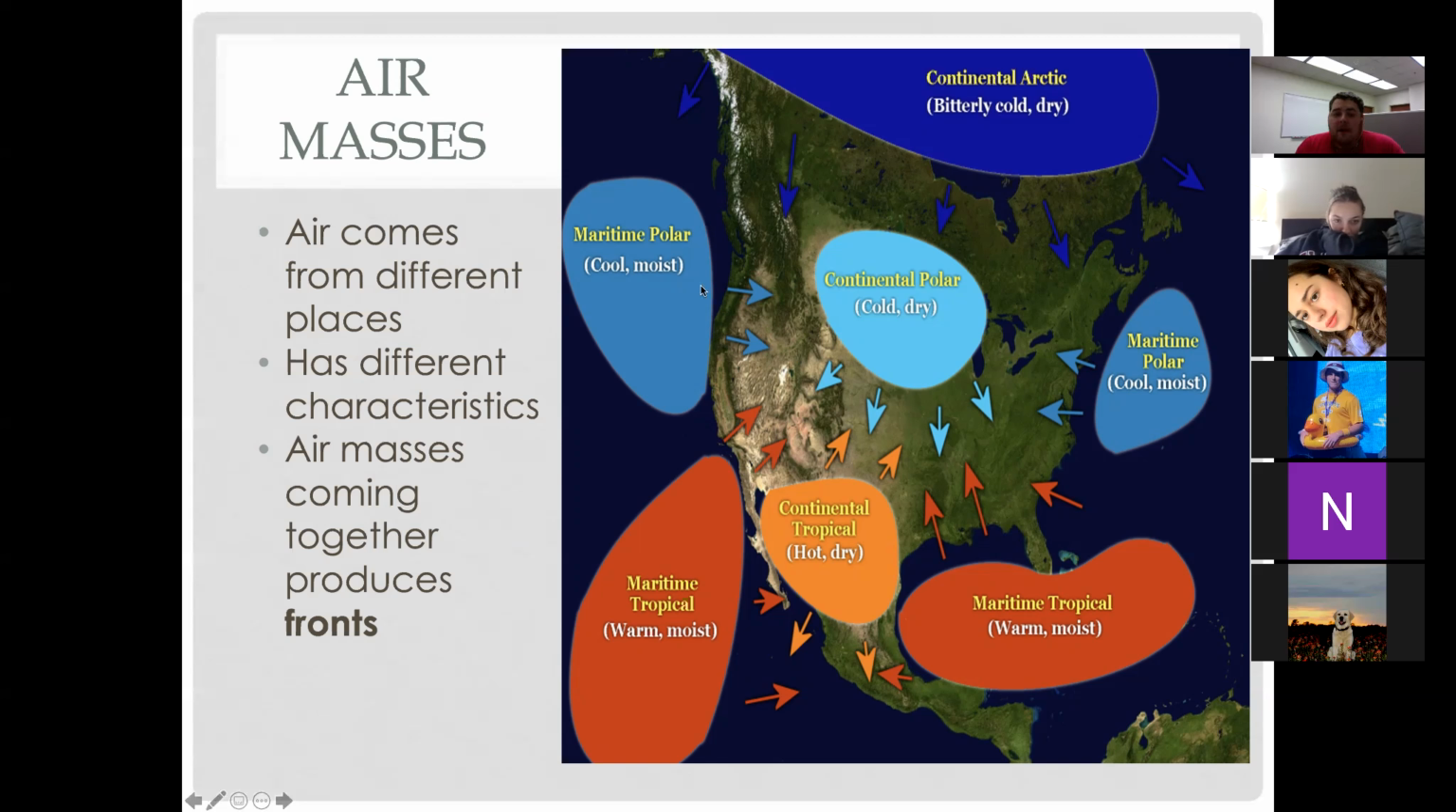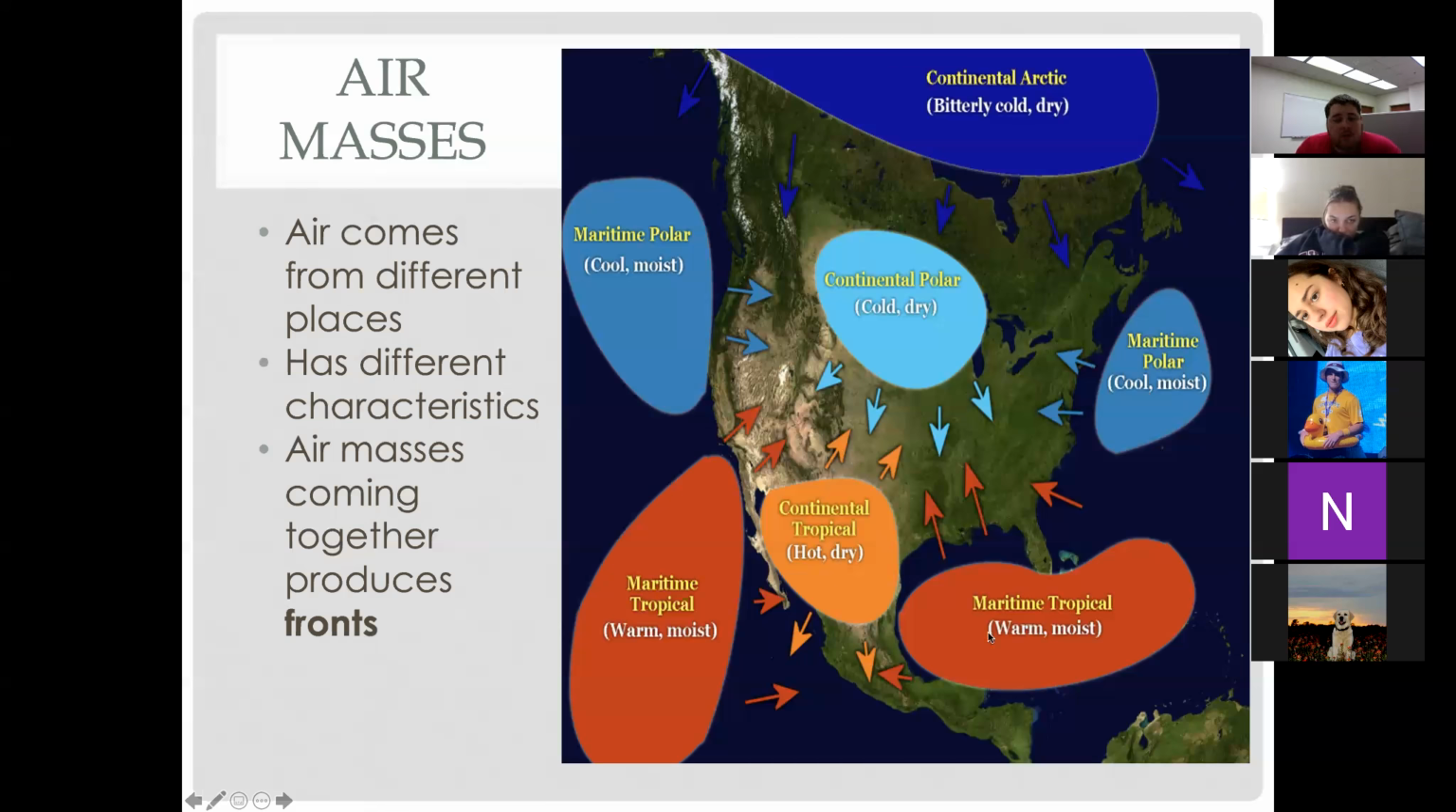So yeah, and then we have our other polar air masses. We have maritime polar over here on the west coast, cool and moist. That's why Seattle, for example, is always cool and rainy. We have continental polar over here in the northern United States, cold and dry air as well. And then maritime polar, the same thing on the east coast, cool and moist air.